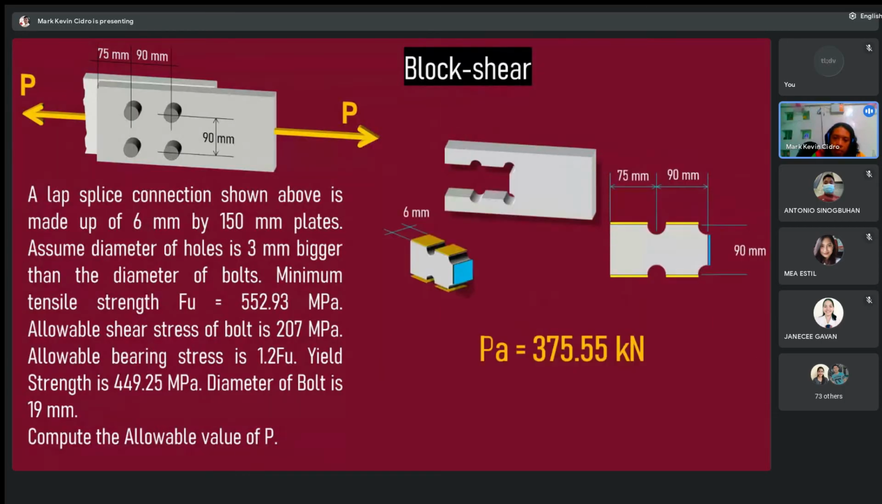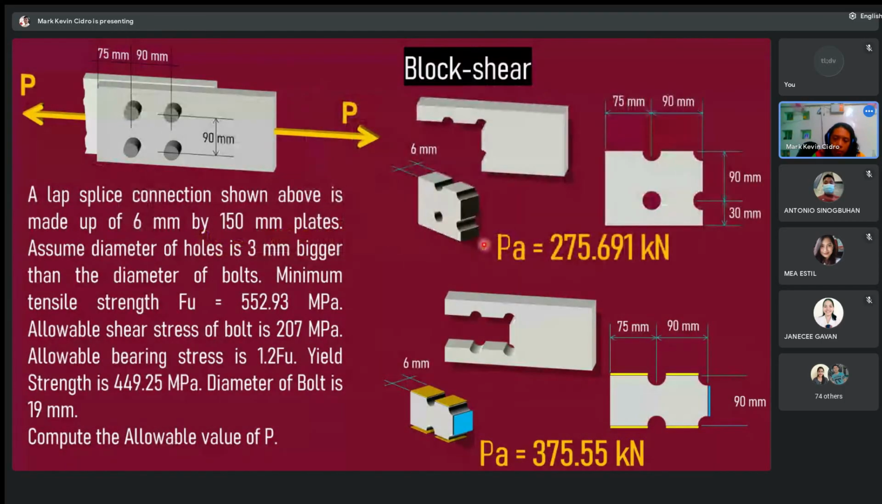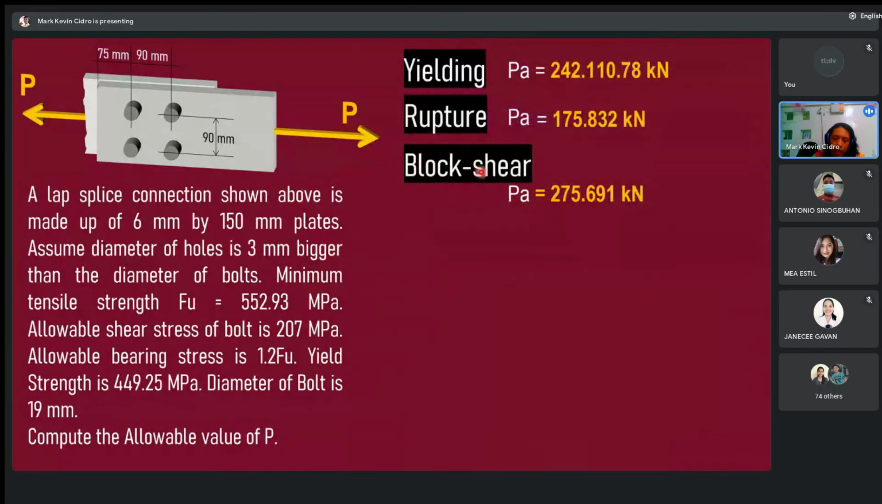Okay? Take note, may nakita kanina pa. Kaya mas vulnerable. Di ba, Yedi? Because kaya lang niya i-sustain nga P is 275. Ibig sabihin, mag-fail na talaga hiya. Ang capacity is 375. Okay, so we will take 275.691 kilonewton. Block shear stress.